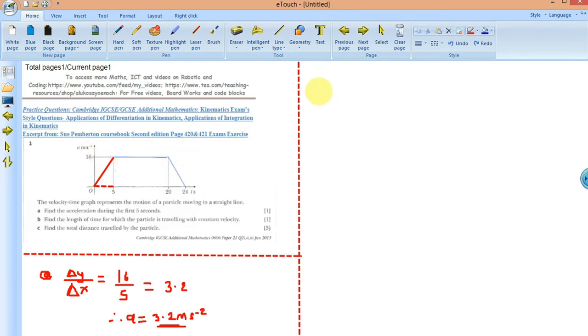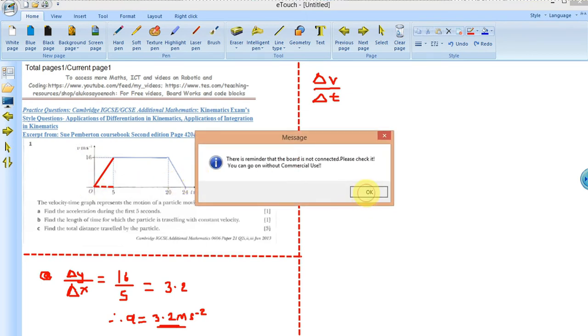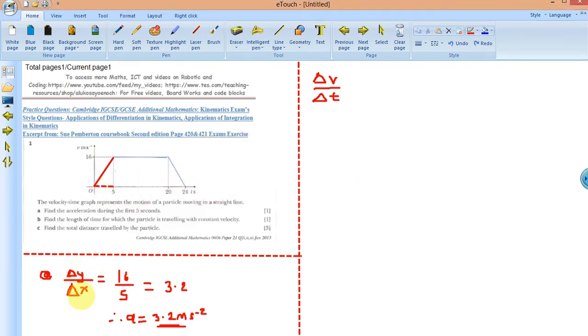So I can replace my change in y, delta y, by v. So that is dv over dt, something like change in v. Don't forget that what we are considering is application of differentiation. So change in v, 16 minus 0, change in t is 5 minus 0, the same way I have it here.